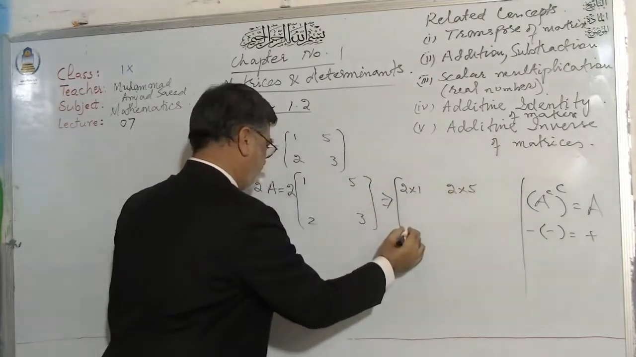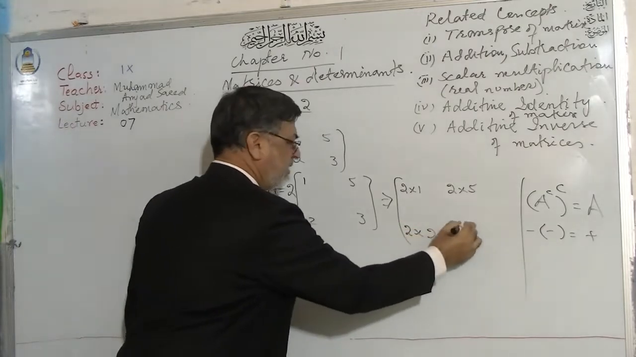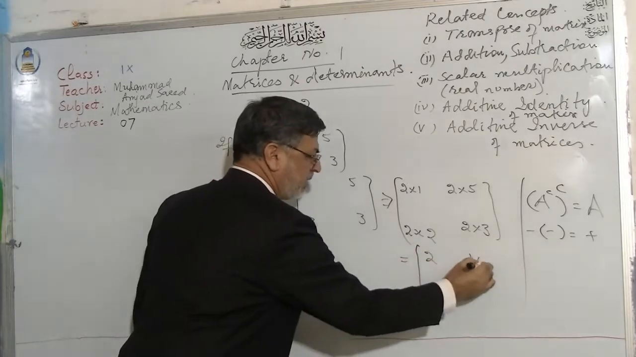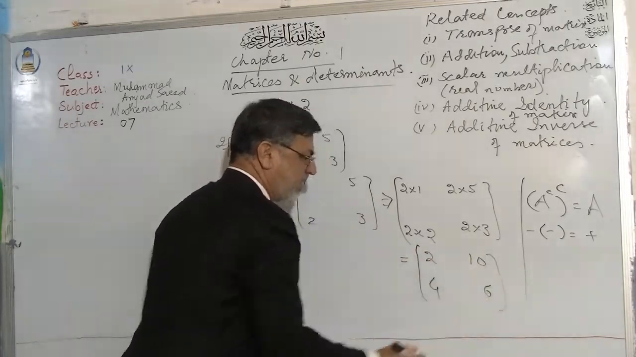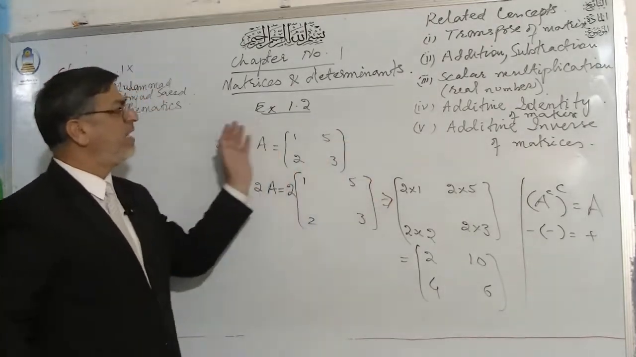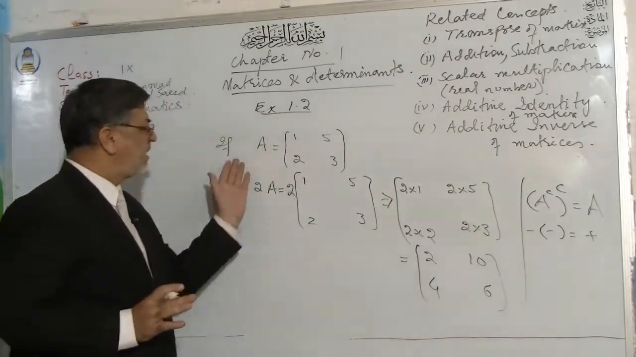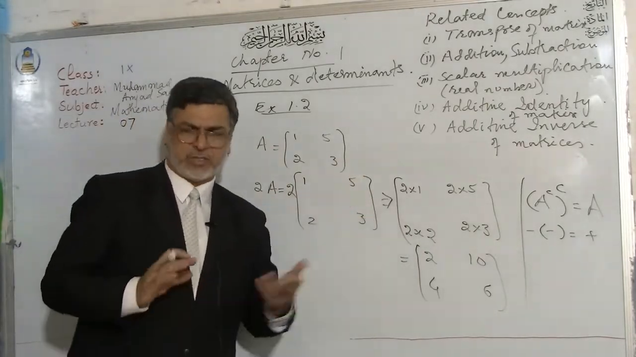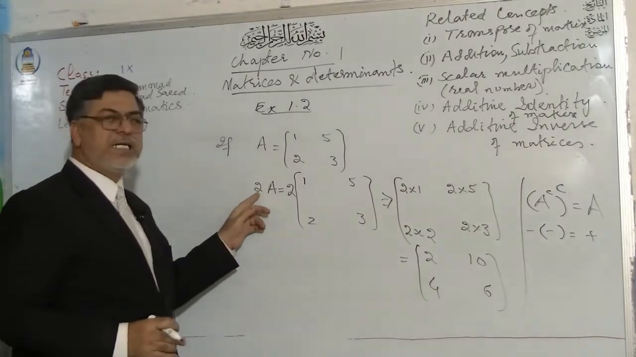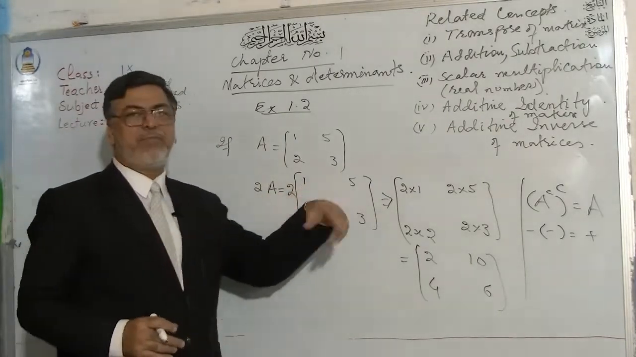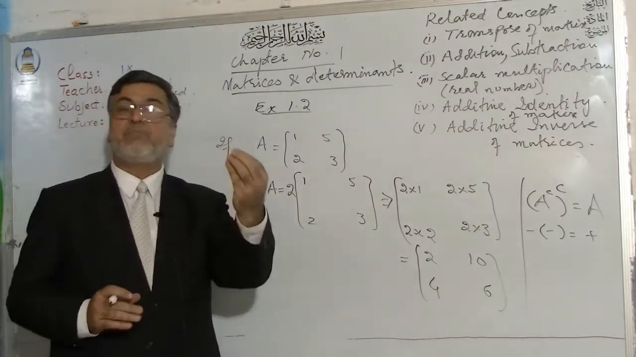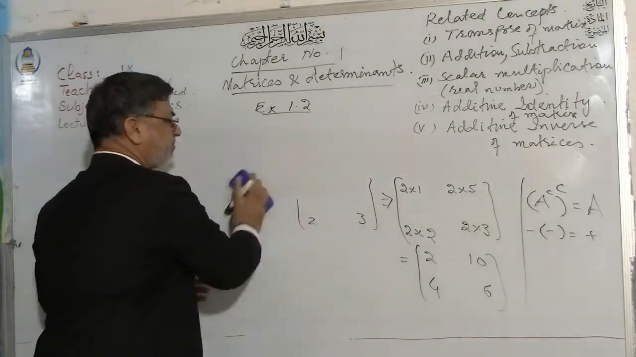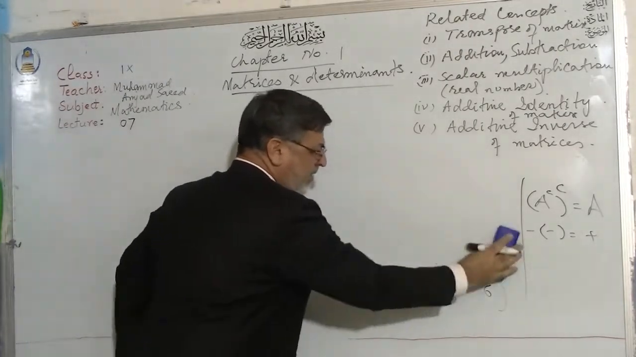Similarly, 2 into 5, 2 into 2, 2 into 3. So you will have 2, 10, 4 and 6. This is the scalar multiplication, or multiplication of a matrix with any number. If it is minus 2, multiply each entry by minus 2. If it is written minus 1 over 2, it means that every entry will be multiplied by minus 1 over 2. That is known as multiplication of a matrix. I hope that you got the idea.